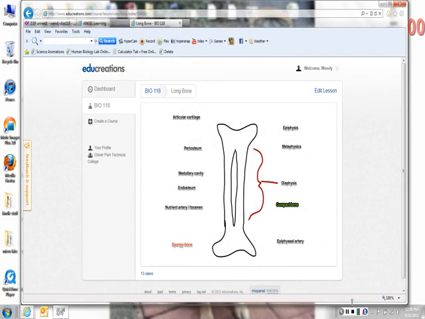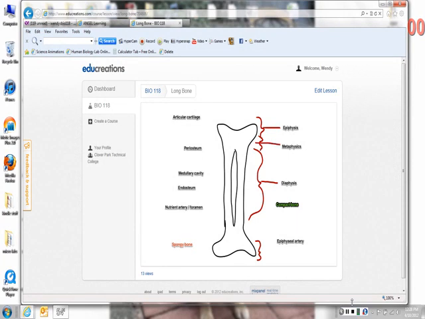The ends of the bones are the epiphysis, again indicated with some brackets here. And you do have epiphysis at both ends. And then the metaphysis is going to be where the epiphysis joins with the diaphysis.